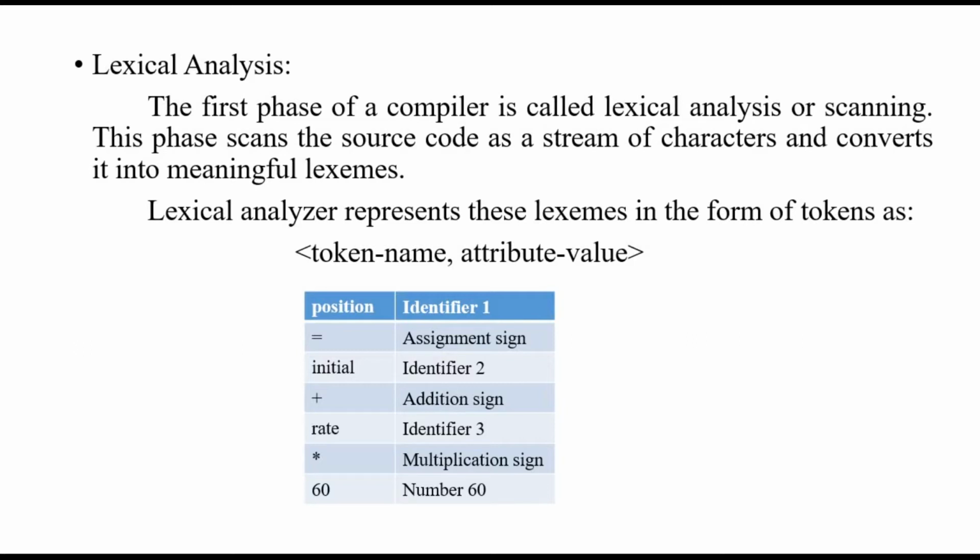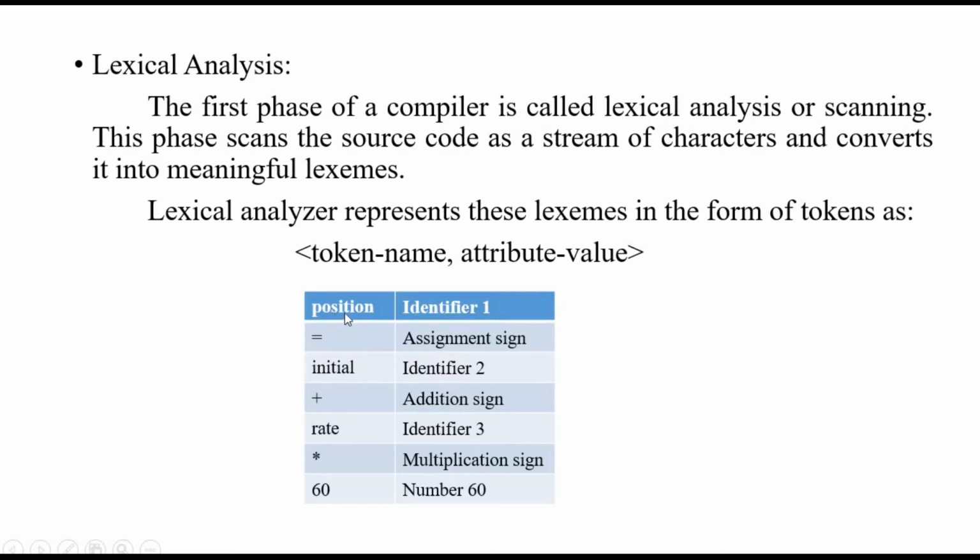So the lexical analyzer scans the source code as a stream of characters and converts it into meaningful lexemes. The lexical analyzer represents each lexeme in the form of a token, as token name and attribute value. Here we use the example position = initial + rate * 60. Position is one type of identifier. In this example there is more than one identifier, so I can identify them by number.